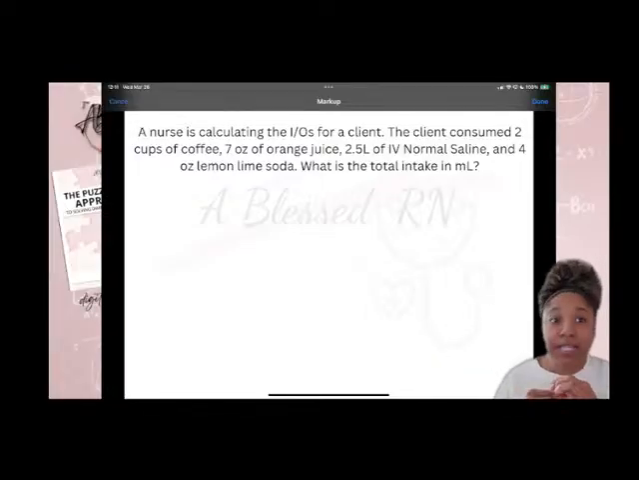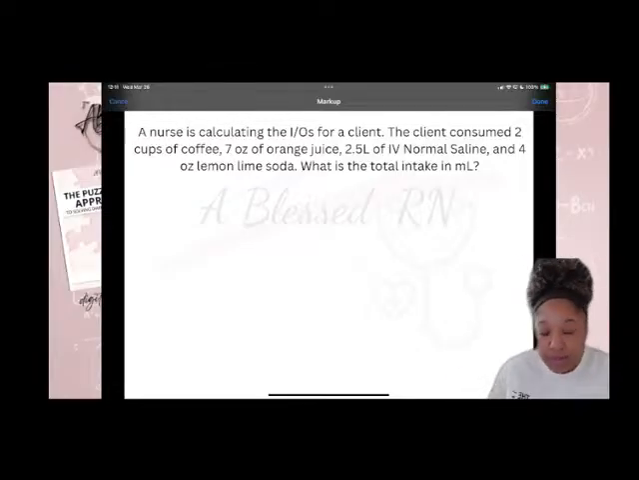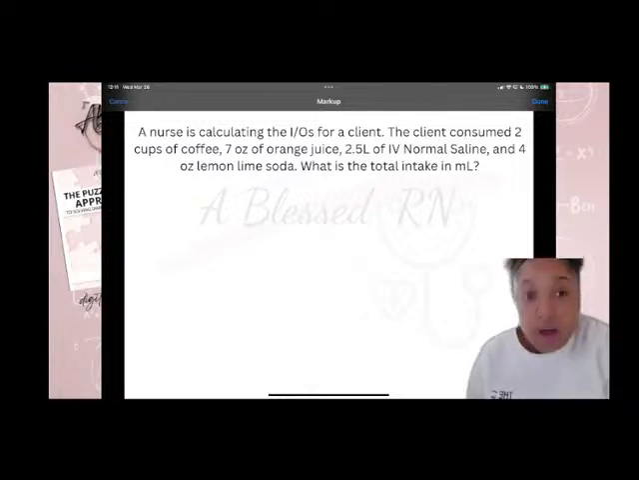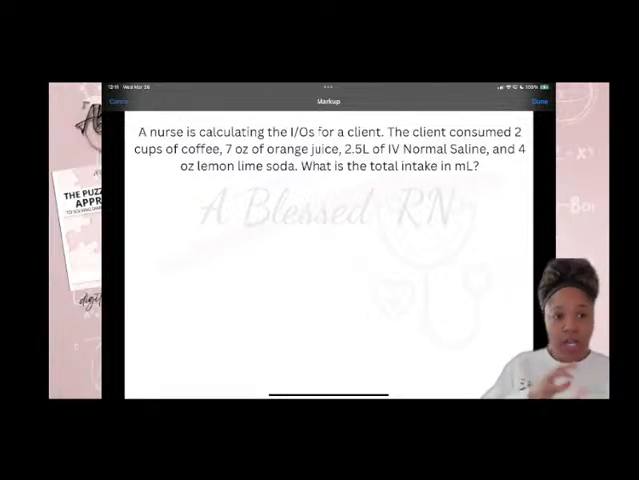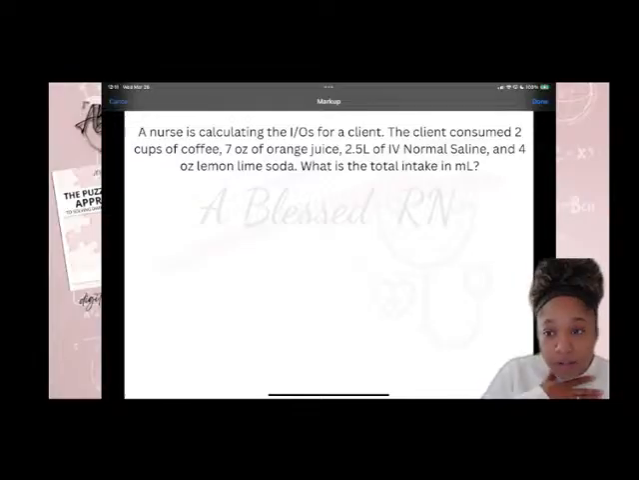So everything has to be converted to milliliters. I will preach this until I'm blue in the face: if you don't know your metric conversions, it's going to be hard for you in dosage calculations. You've got to learn your conversions first. You've got to be comfortable with them.